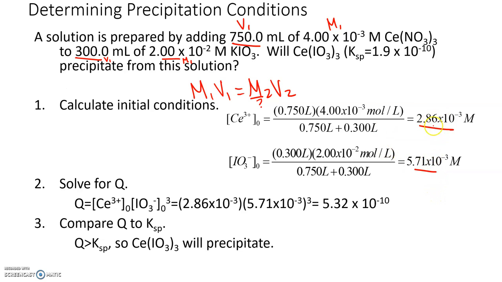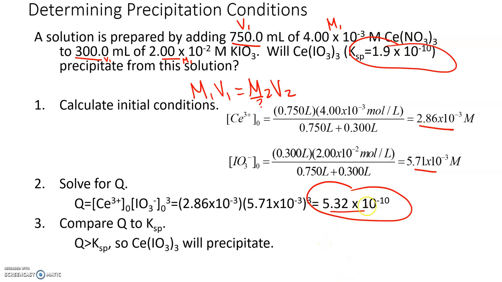You can then use these two concentrations, set up your Q expression, solve for Q, and you get that Q is equal to this, 5.32 times 10 to the negative 10. Then step 3 is to compare Q to K and determine whether a precipitation will occur. So we're going to look at the value of Q, which is this, and the value of K that I gave you in the question.